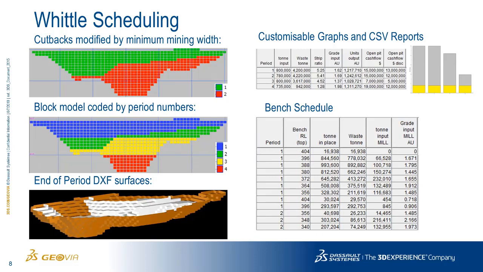Some more detailed breakdown on maybe the bench schedules. What are we taking out of each bench from which periods? And then sort of a graphical view, so maybe coding some stuff back to the block model or end of period surfaces to see where we're at, to understand the schedule visually. So understanding the schedule visually and numerically.